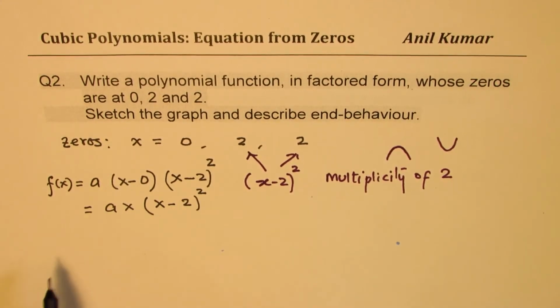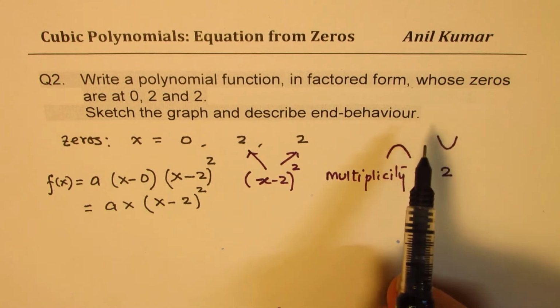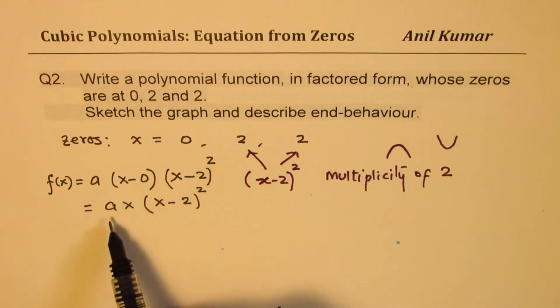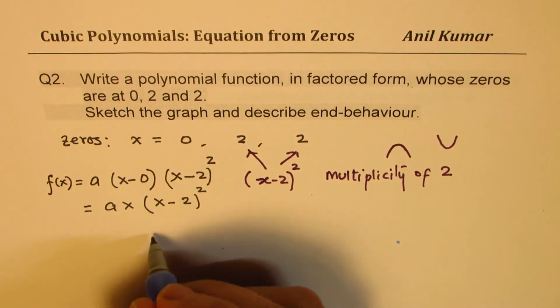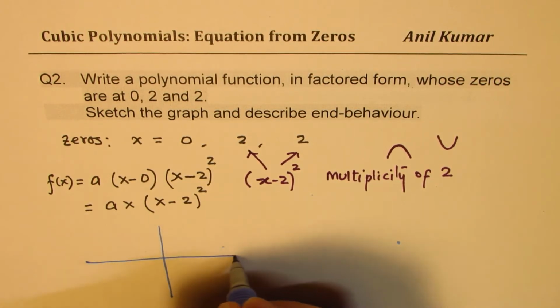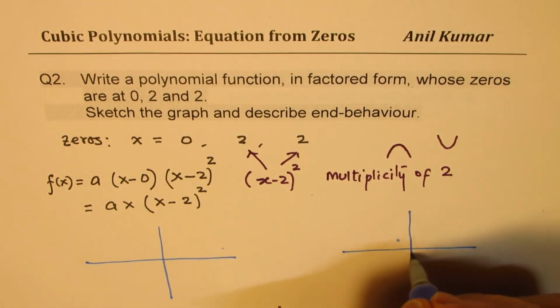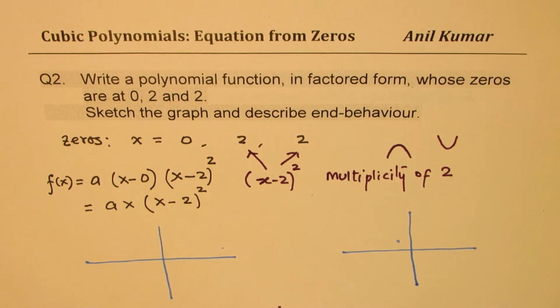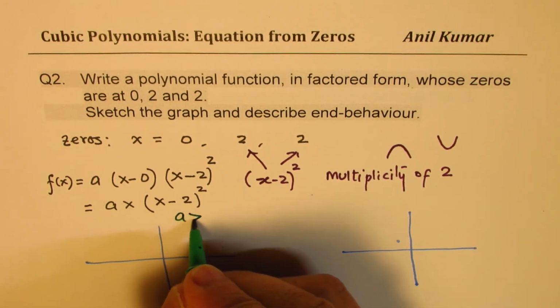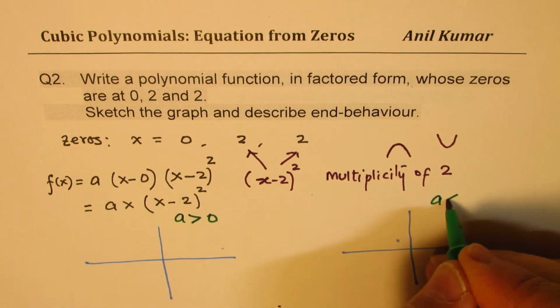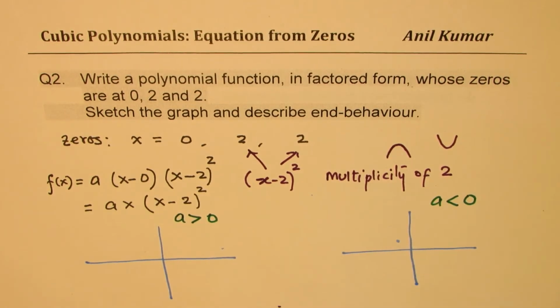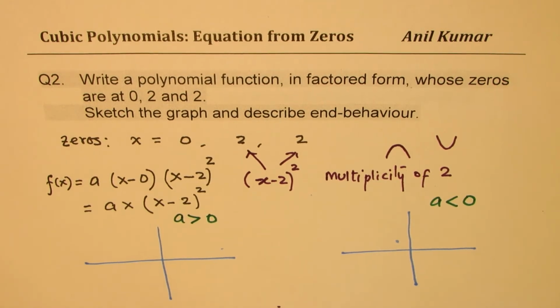Now in this particular case, since we are not given the value of a, the leading coefficient, a could be positive or negative, right? So there could be two scenarios. One where a is greater than 0, the other where a is less than 0. Perfect. So based on this, we'll sketch two different graphs and describe their end behavior. Does it make sense? Okay.